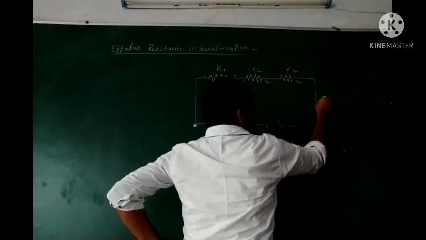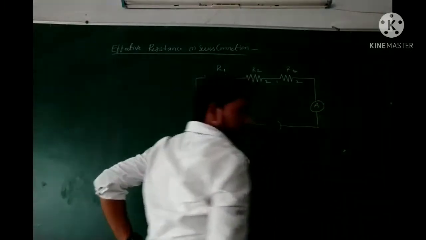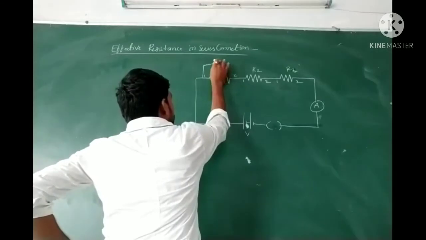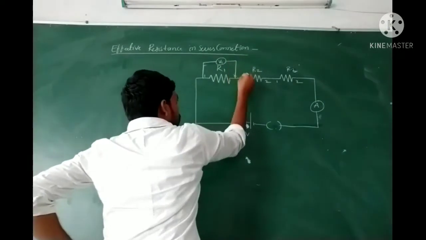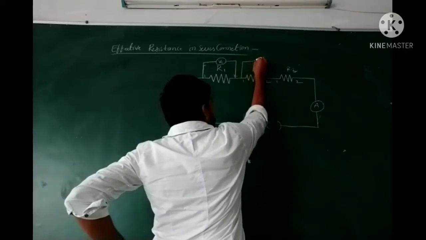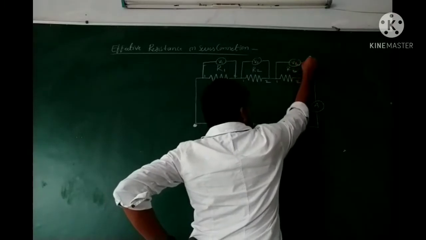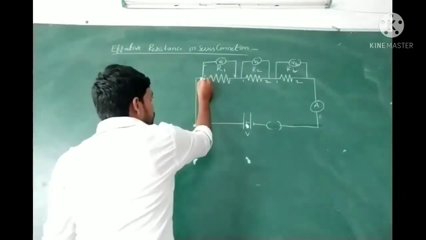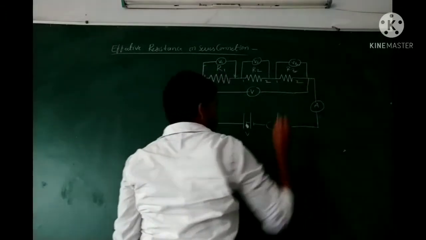To measure the current flowing through the circuit we connect an ammeter, that is A, the ammeter. To measure the potential difference across the first resistor, here we connect a voltage measuring device, a voltmeter. To measure the voltage drop across R2, we connect the V2 voltmeter. Here it is the V3 voltmeter to measure the drop across R3. To measure the whole voltage drop, we connect another voltmeter V across these three resistors.